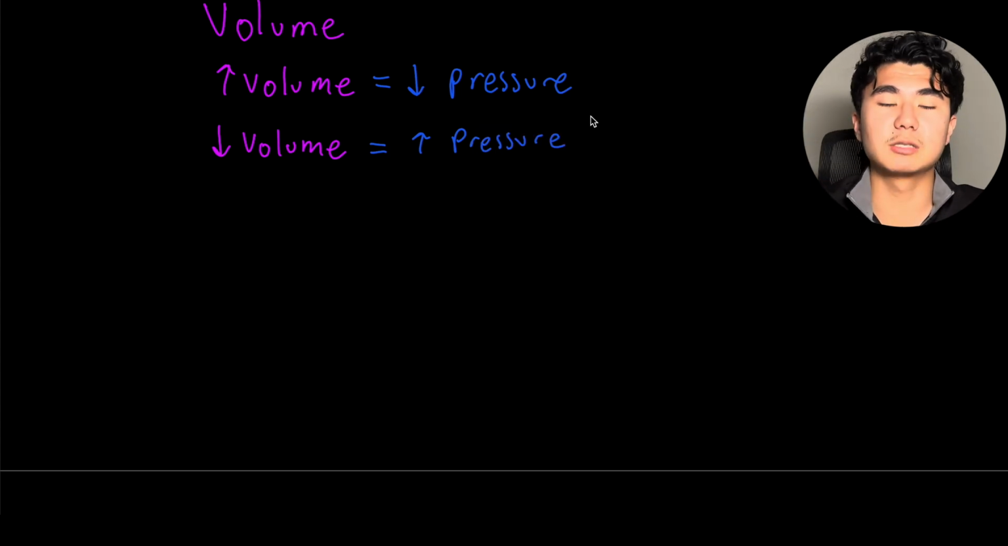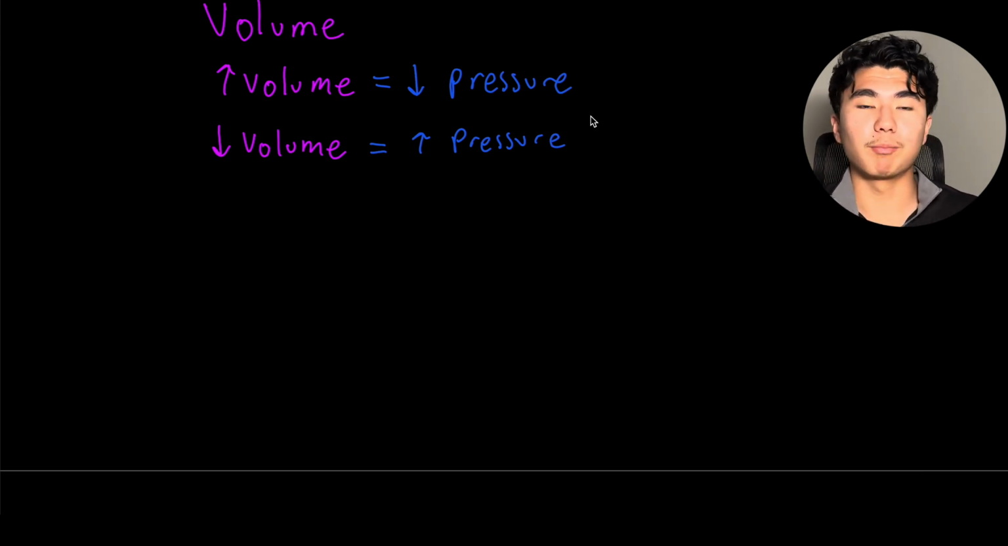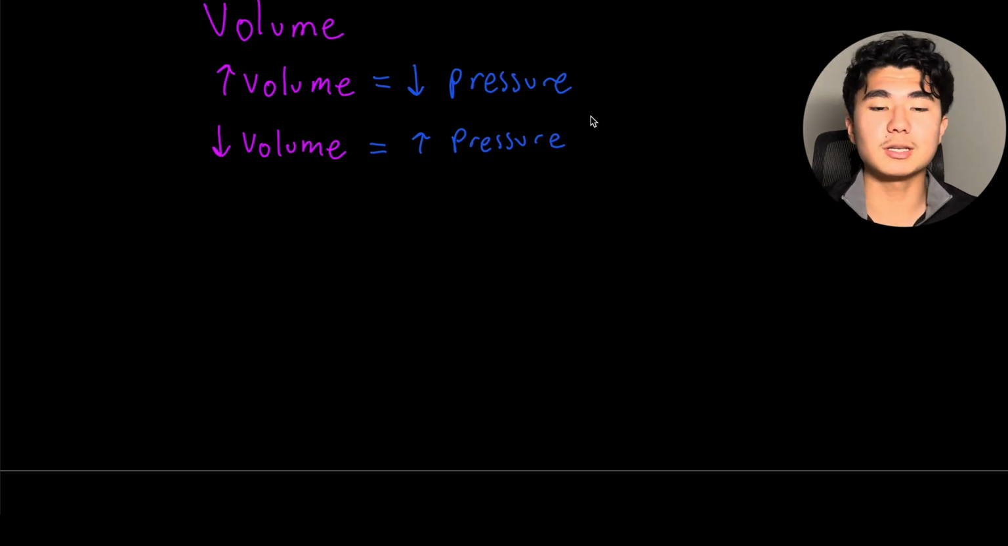Now this pressure part is very important because you have to know the relationship between volume and pressure, and they are inverse. When volume increases, pressure decreases. When pressure increases, volume decreases. So that's very important to know in order to understand how pressure affects equilibrium.